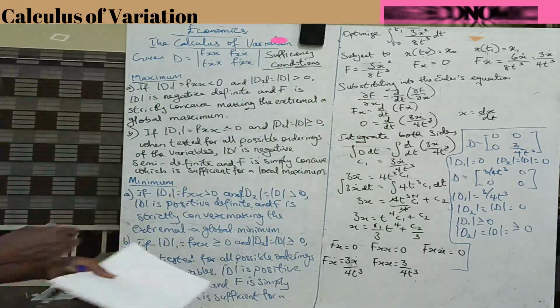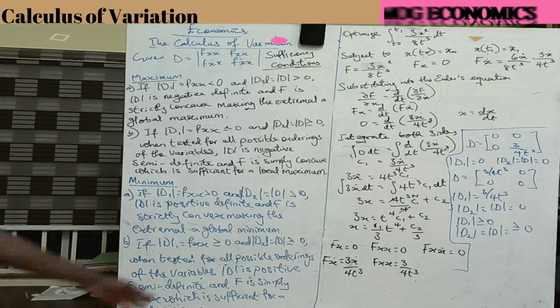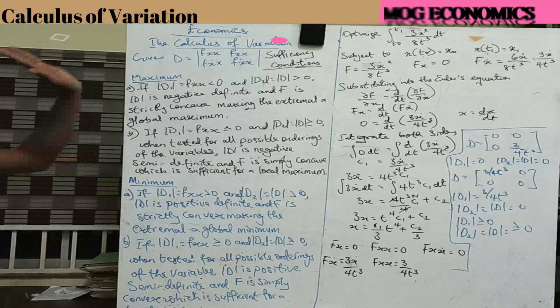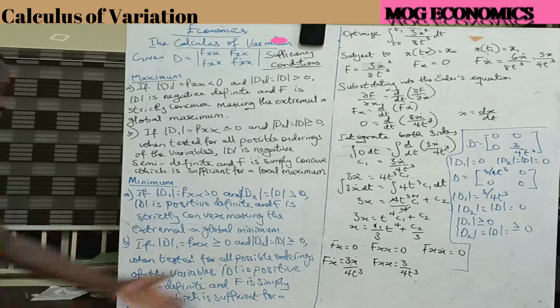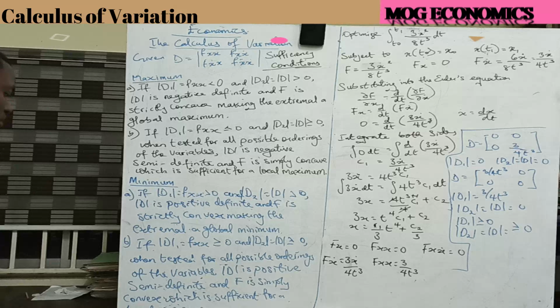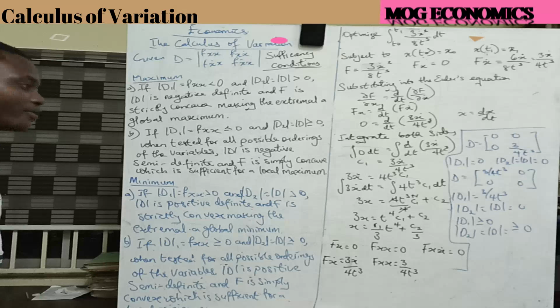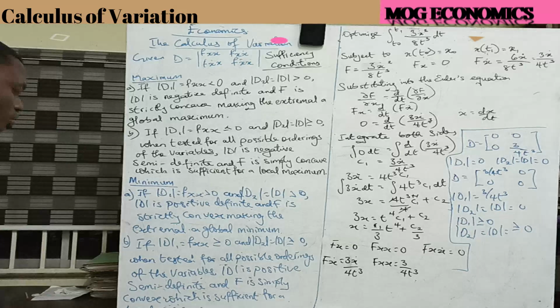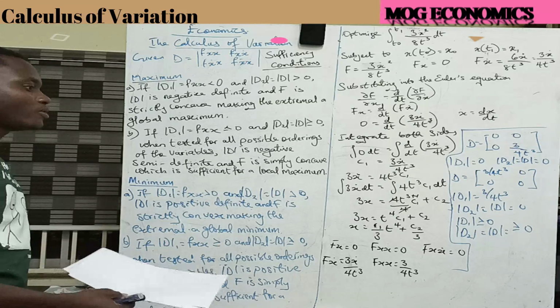So I didn't clean this part. If you look at it, it fulfills the local minimum condition. So it's just like the other result that we got in the very first video that we did. If you look at it, we've tested it for all possible orderings, the two orderings. So D is positive semi-definite. The conclusion for that: since we have this result, D is positive semi-definite, and F is simply convex, which is sufficient for a local minimum. So we've been able to solve this question.